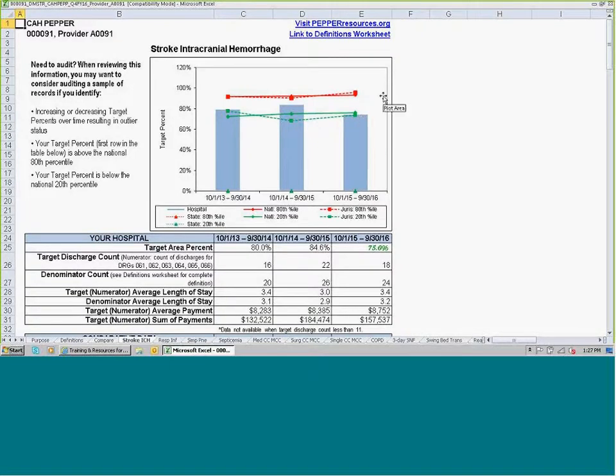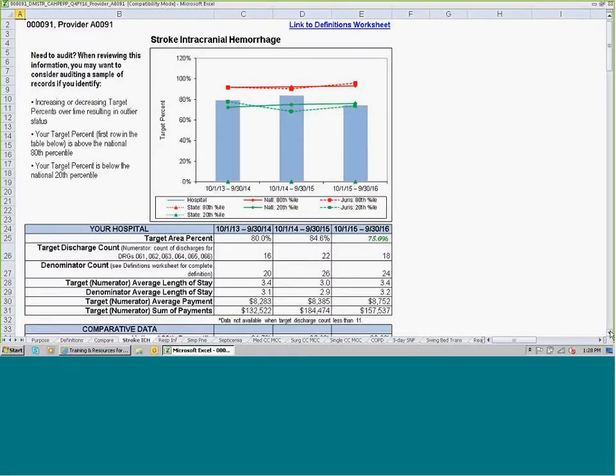We include on the graph the trend line for the national 80th percentile, which is the solid line. The dashed red line is the jurisdiction 80th percentile, and I think that for this target area, the state is not calculated. It looks like there's 0 here. Similarly, for the 20th percentile, this is nation and jurisdiction. So you can see how the target area percent compares to those percentiles.